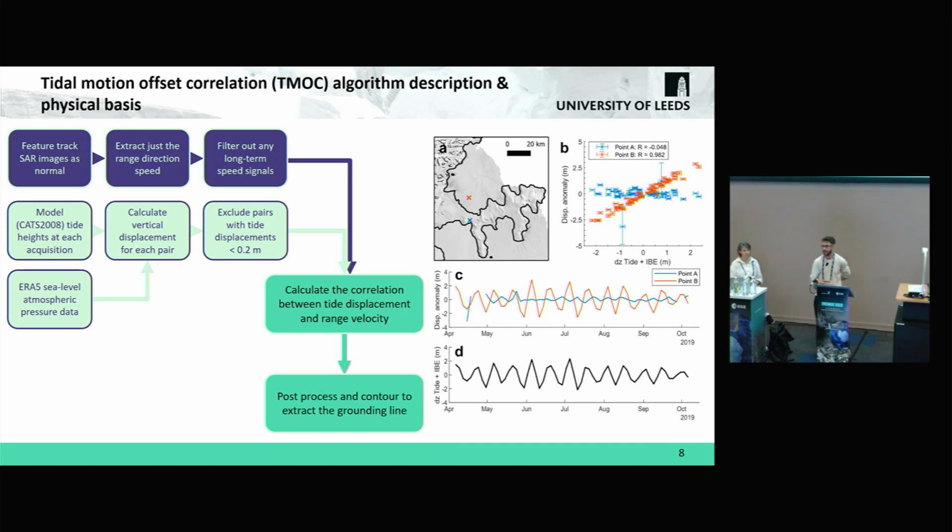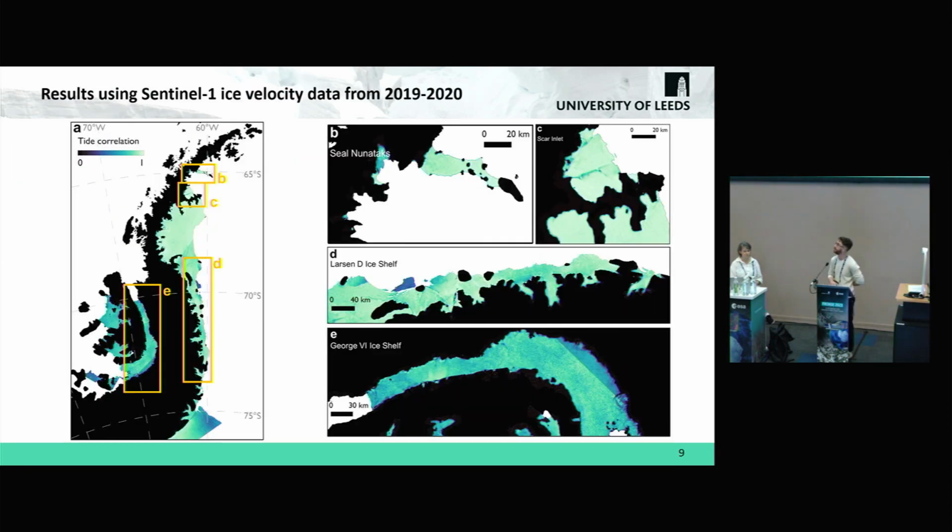And if you've got a lot of data and you've got a big computer, you can do this everywhere, like this on the peninsula. And this is what you get when you calculate the correlation between those two. And this worked a lot better than I expected, so I was very pleased with this.